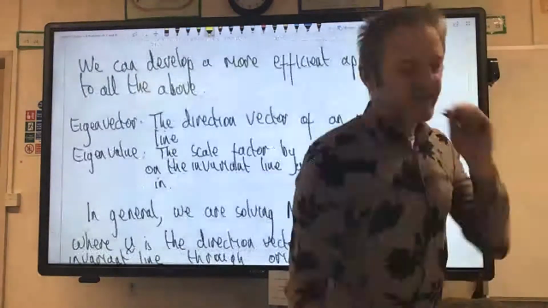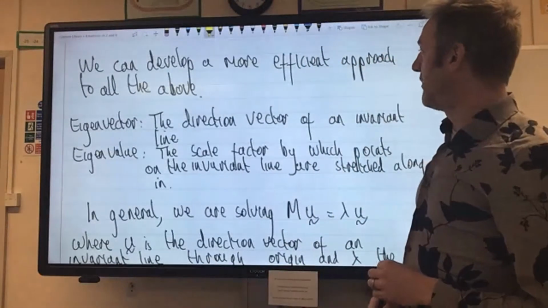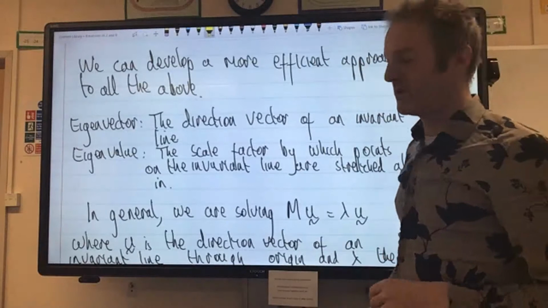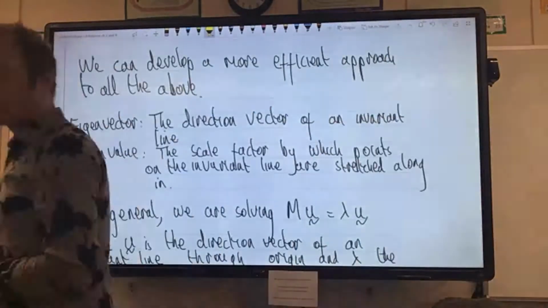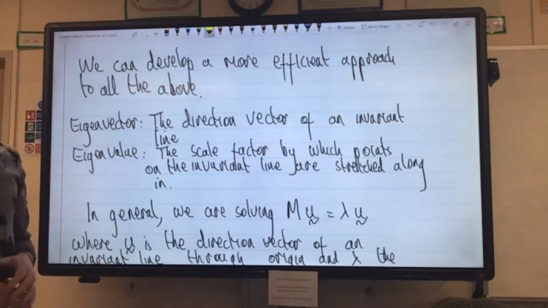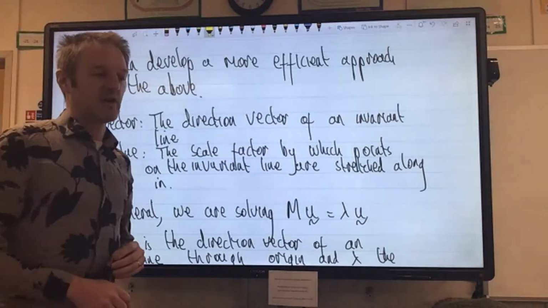Okay, now we're going to develop a more efficient and more developed approach to what we've just done above. So we need some new terminology. The word eigenvector is the direction vector of an invariant line. So if we find a line that is invariant, then its direction is an eigenvector.